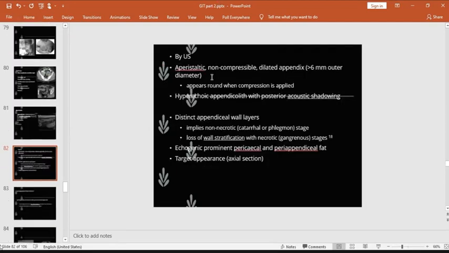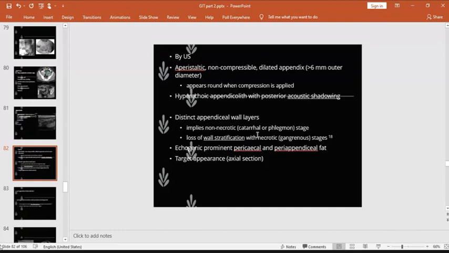The finding by ultrasound is an aperistaltic, non-compressible, dilated appendix more than 6 millimeters, rounded when compression is applied. May be a hyperechoic appendicolith with posterior acoustic shadowing. Direct appendiceal wall: if the appendiceal wall layers are detected, this indicates a non-gangrenous appendix. If the wall layers of the appendix are not identified separately, it indicates gangrenous stage of appendicitis.